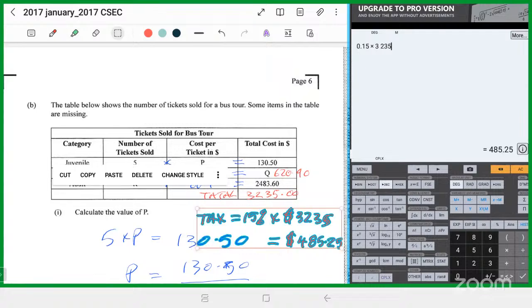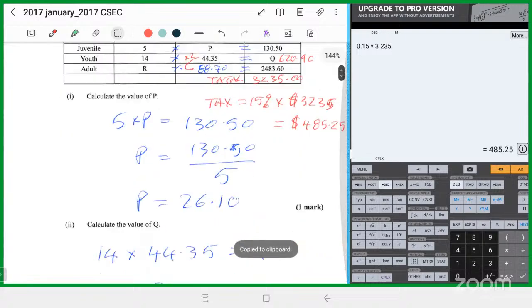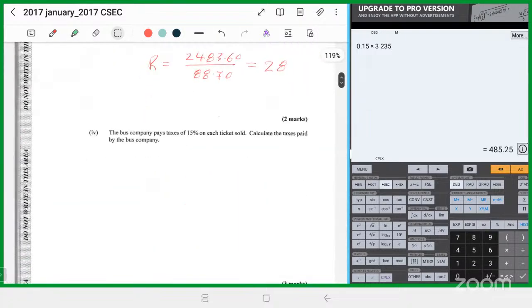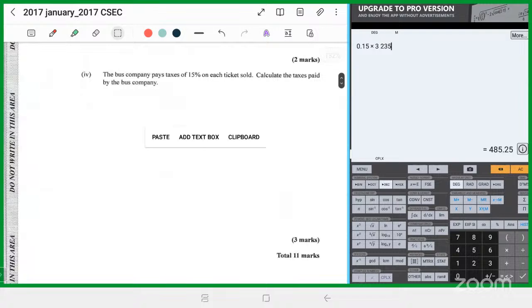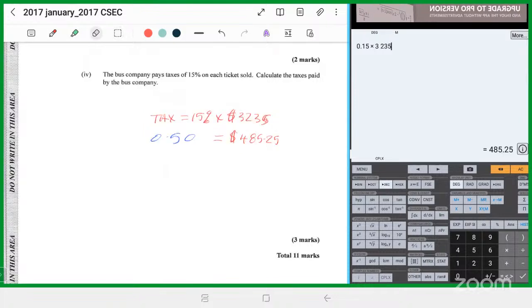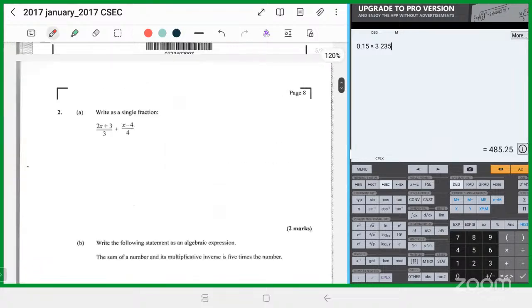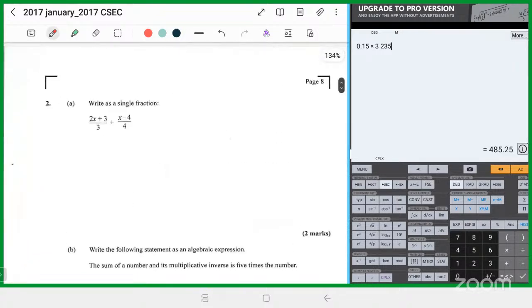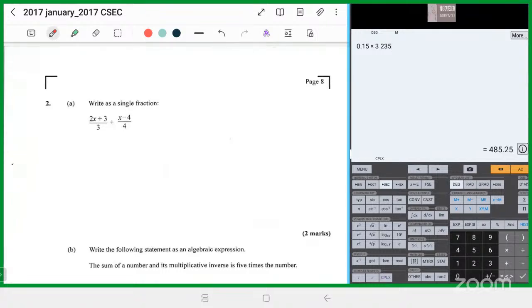Let's just copy this down. Right here. This is it. Let's take this blue part out. That is the tax. All right, let's go on to the next question. This one wants us to, I don't think I need the calculator now. So let me close out that one, see if we move a little bit faster.